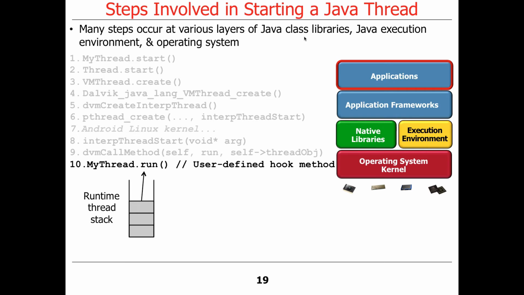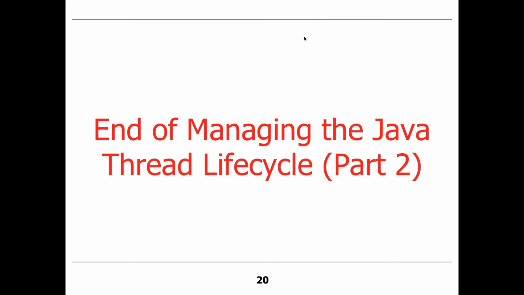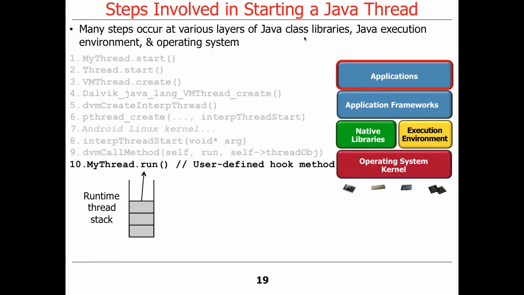So up here we called start, Java code, C code, C code, C code, C code, C code, C code, C code, and then finally we get back to Java code again. So it's a rather long and circuitous route to get from Java code, where start was called, to Java code, where run is called, the run hook method is called. And that's basically it. Those are the steps that are involved in doing all that.